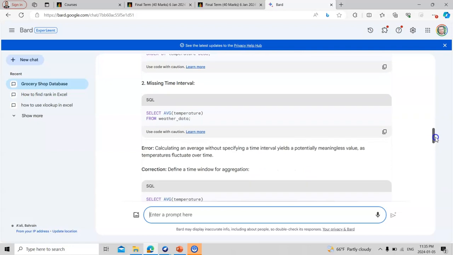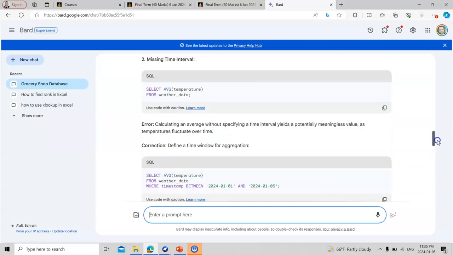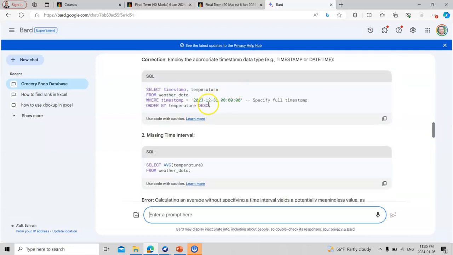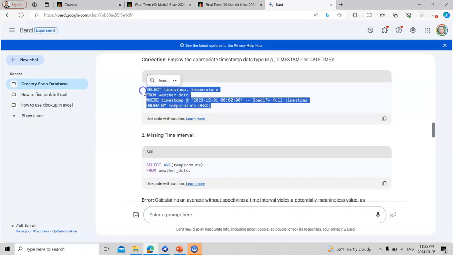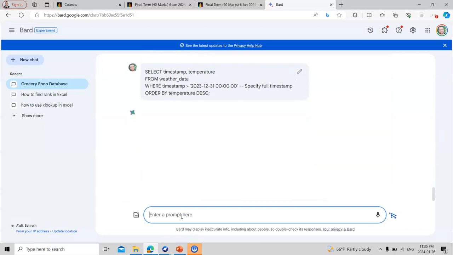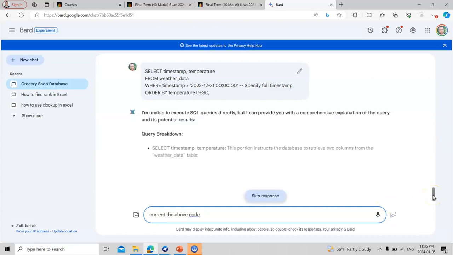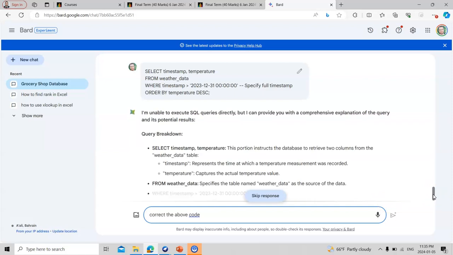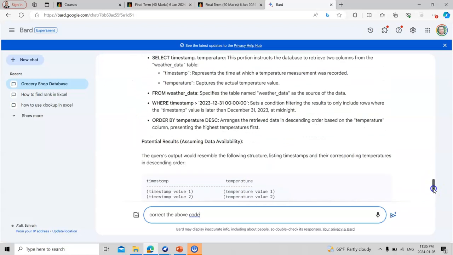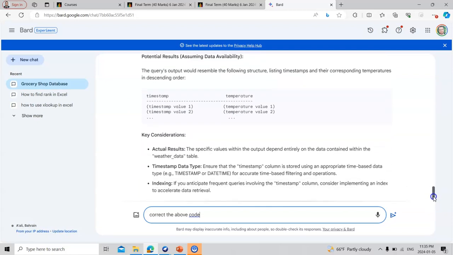Or, for example, if this is incorrect code, when you apply it in SQL, it will give you an error. So let's suppose I put it back here and say, let's correct the above code, right? Then it brings it down for you and gives you the correct code.